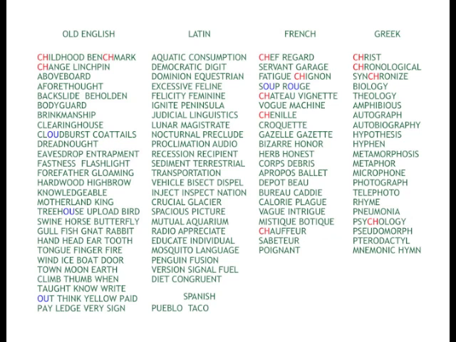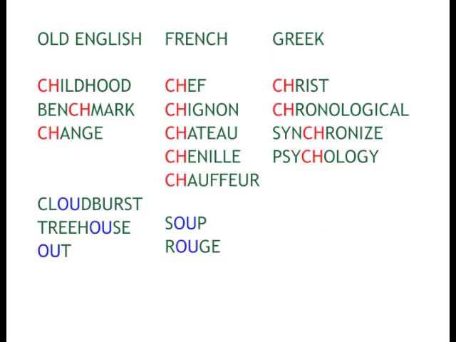Now we're going to look at some sound comparisons across languages. If English was just composed of one type of language, then there wouldn't be any spelling difficulties. However, because it's taken from several, there are a couple things. When you look within each language, you'll see how these play out. Old English words, the CH has a ch sound, like in childhood, benchmark. French, CH has a sh sound, like in chef or chateau. And in Greek, CH has a k sound, like in Christ and chronological.